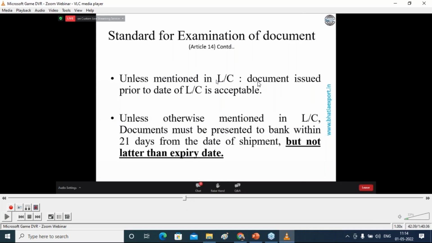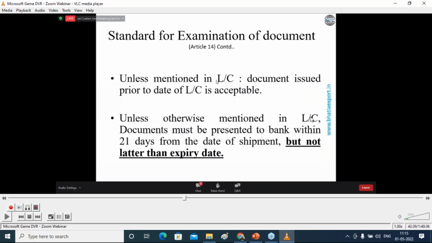Unless mentioned in the LC, a document issued prior to the date of LC is acceptable. Stale BLs are also acceptable, but if you mention it, it is very good. Shipment documents or shipments prior to the LC are also accepted, otherwise discrepancy will happen.